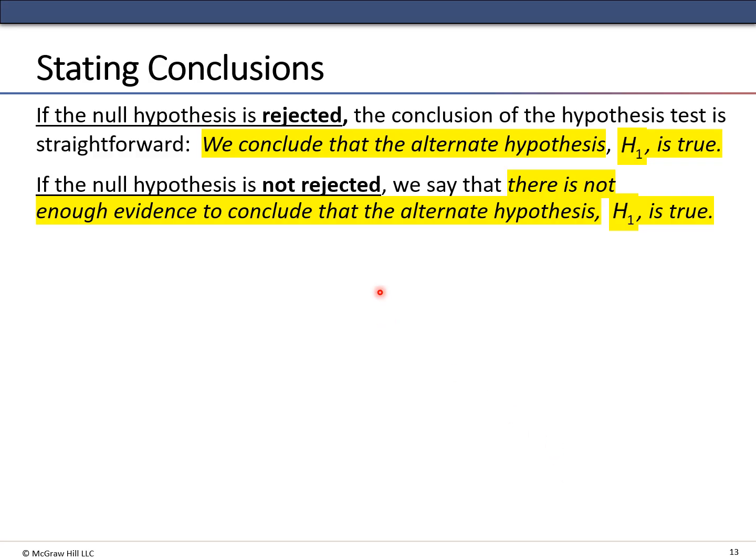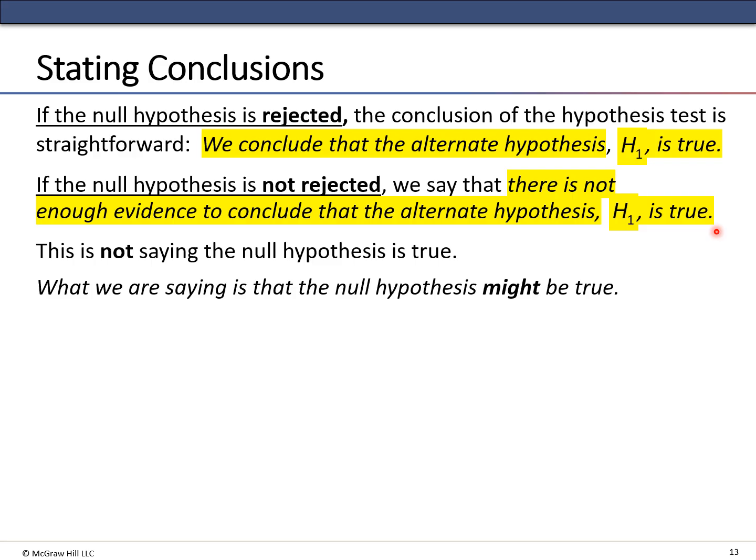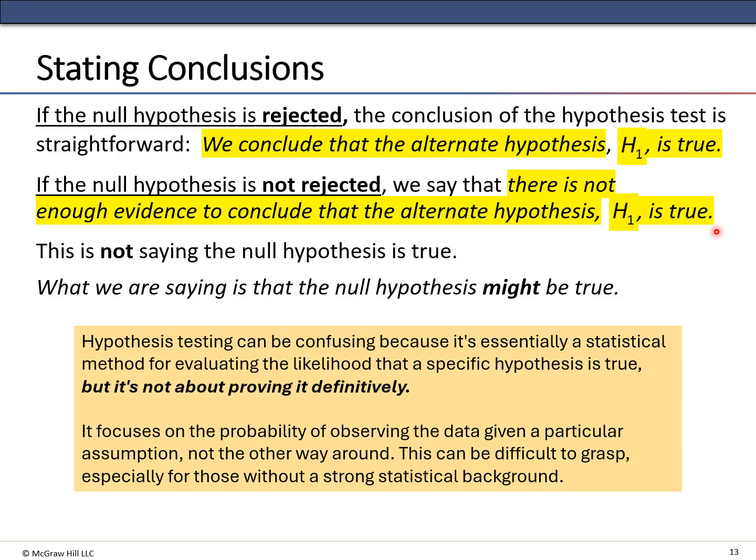So if we reject the null, we conclude the alternative is true. If we don't reject the null, we still talk about this in terms of the alternative hypothesis, specifically that there's not enough evidence to conclude it is true. This is not saying the null hypothesis is true. What we're saying is, the null hypothesis might be true.